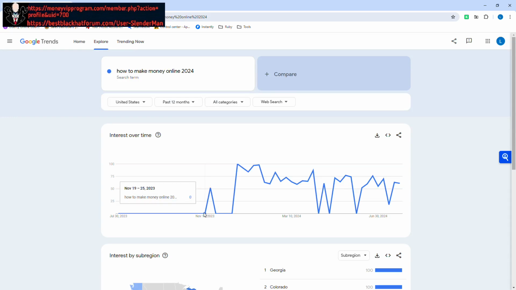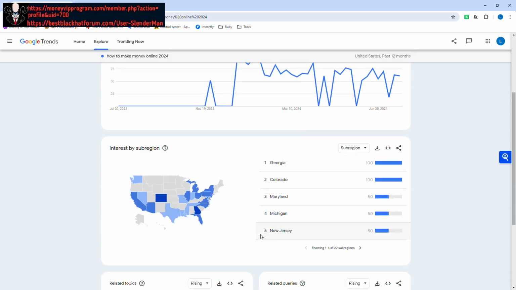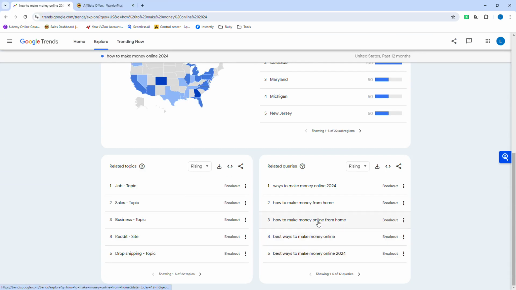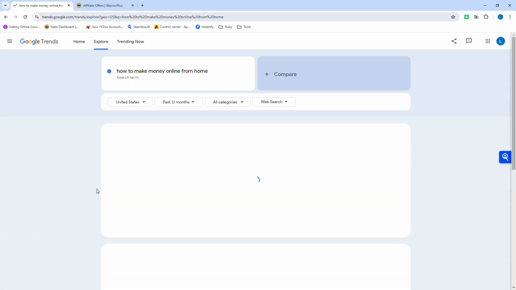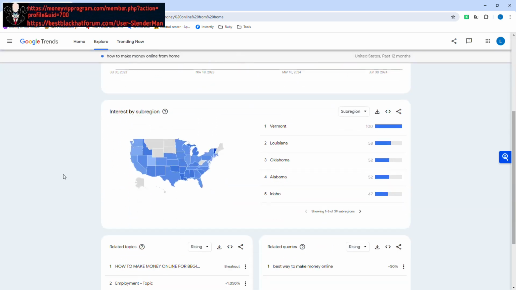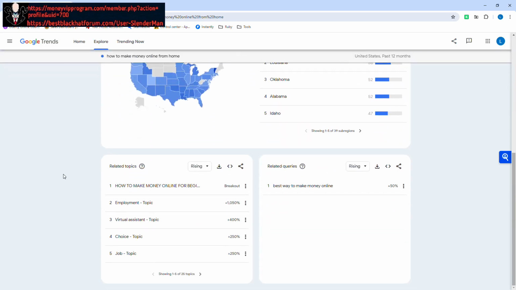People started looking for that in November. Interesting. How to make money online from home. Where are we at with this? Slight loss of interest, downward trend. Not a big one, though. Some pretty steady trends is what we're finding here.